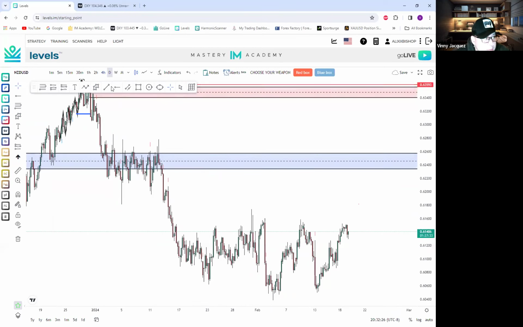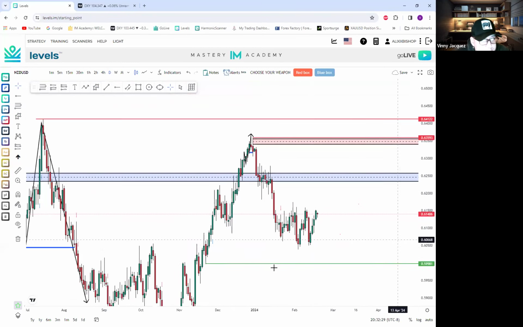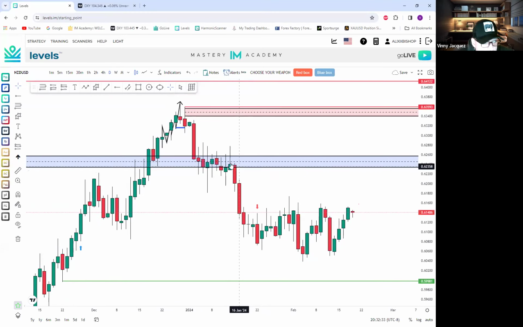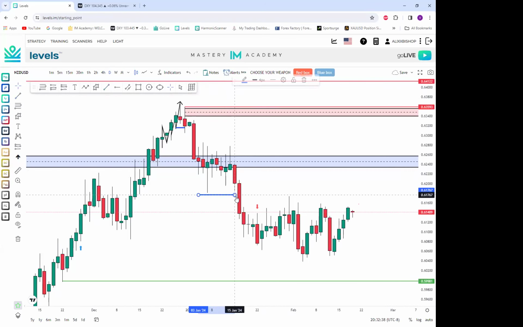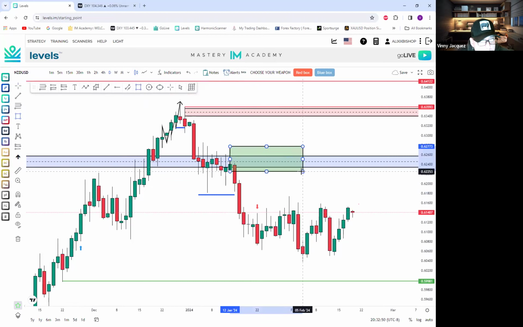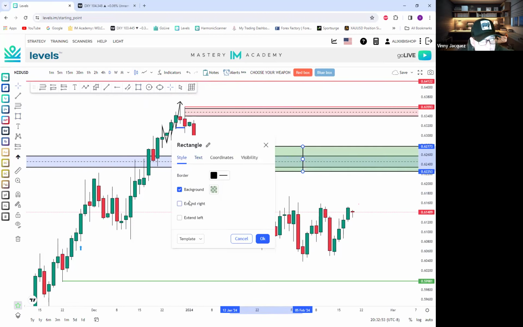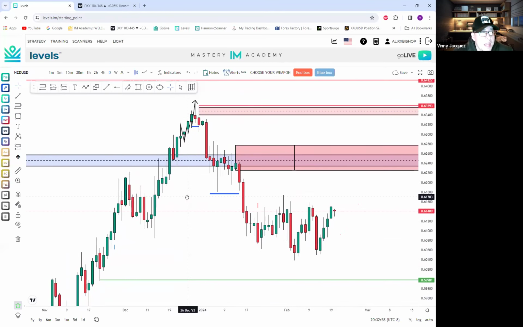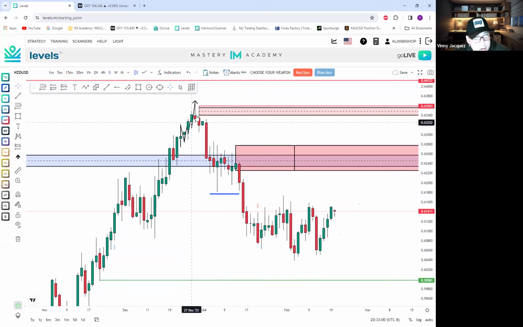Just consolidating. But let's go back up to the daily real quick. I like this zone right here. I like that we have a breakthrough, went down and stayed there and went lower. We get a breakout rally, right? And we get a starting point right here. Boom.